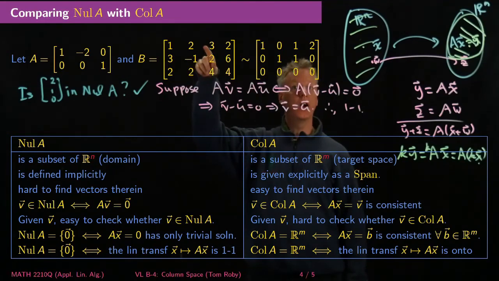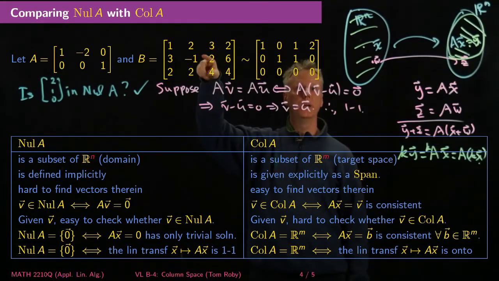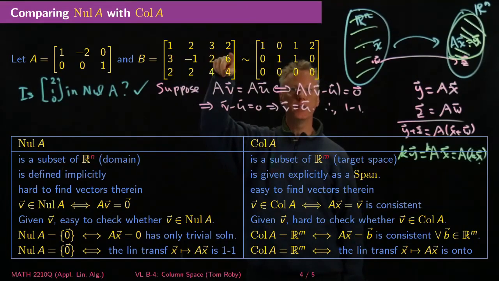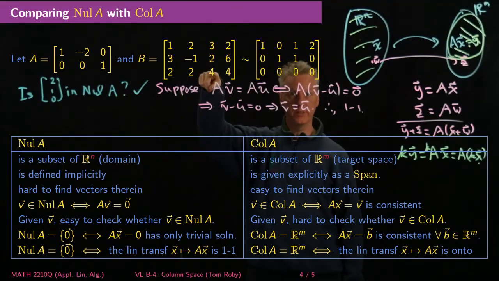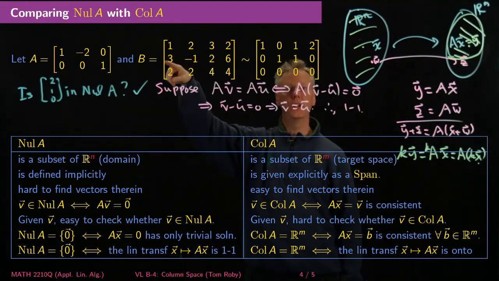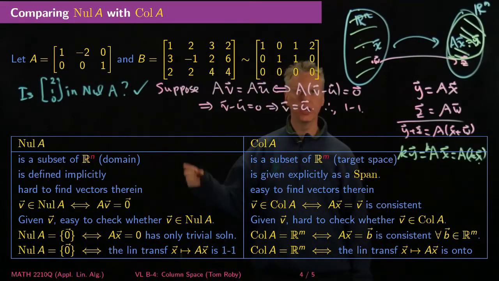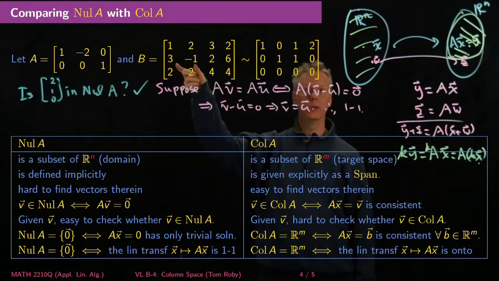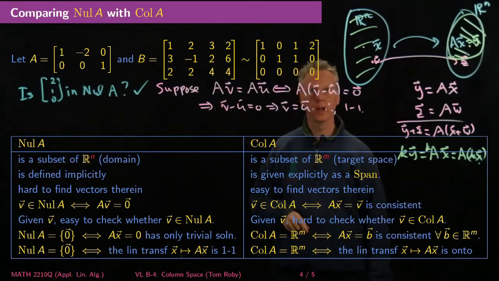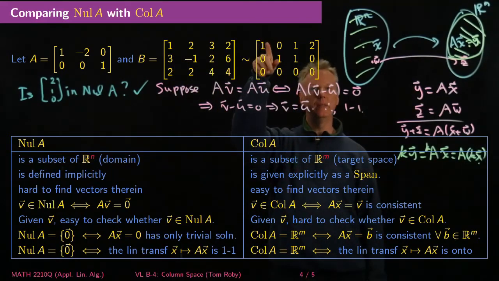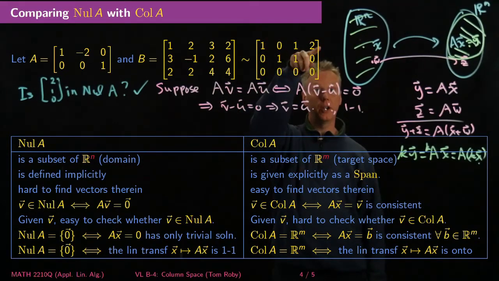And we can see that the column space is just going to be two-dimensional, because this vector doesn't give us anything new, this vector doesn't give us anything new, and so it's really just these two vectors that generate the column space of B. On the other hand, the null space of B is also going to be two-dimensional, right? Because we've got two free variables, x3 and x4, written in terms of the pivot variables x1 and x2.